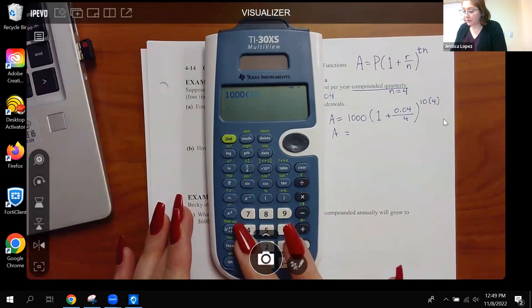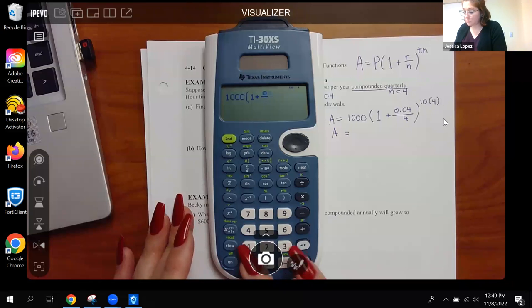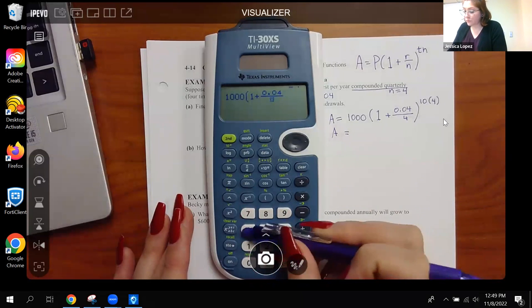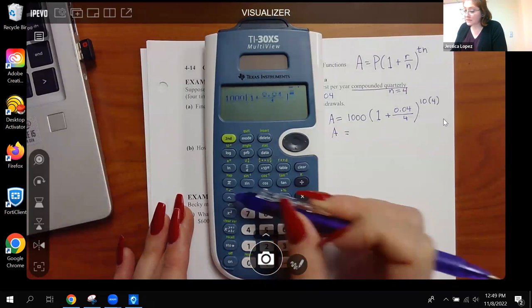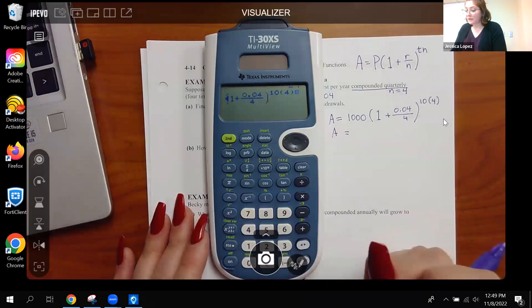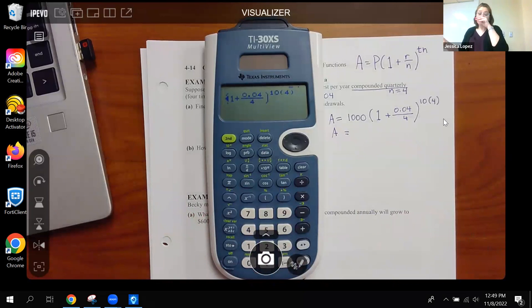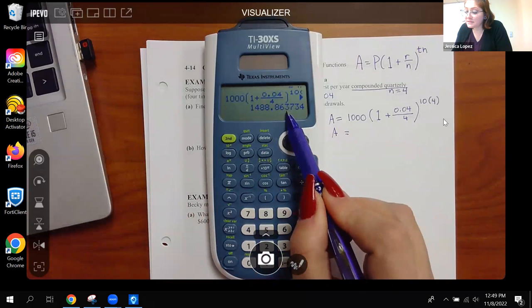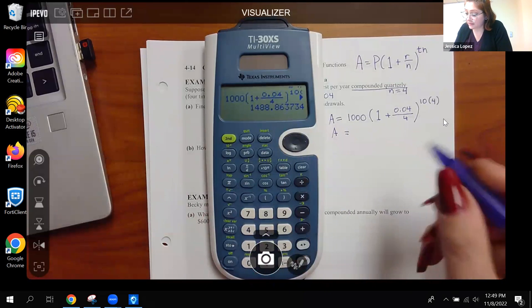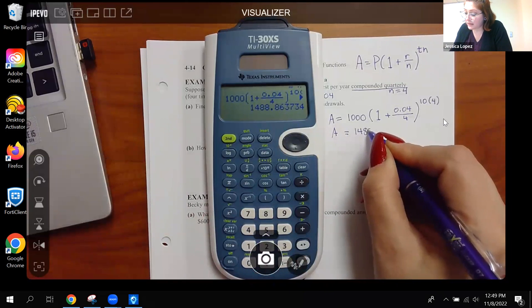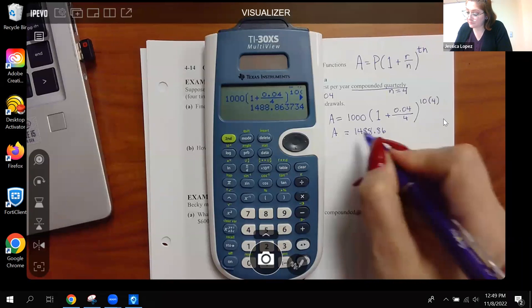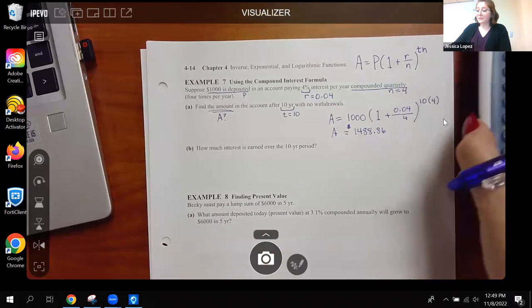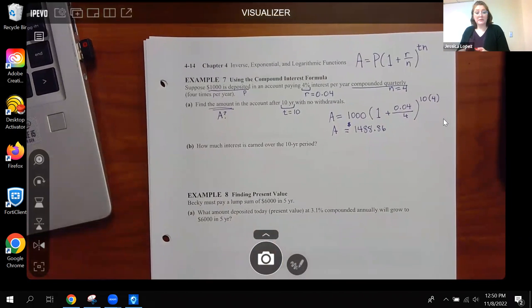1,000 parentheses 1 plus fraction 0.04, downstairs, before, go to the right, close it, raise my exponent, 10 parentheses 4. Now, I know you can't see the whole thing on your calculator, but it should look exactly like it does on your paper. And then if you hit enter, remember this is money. So this third decimal place does not change the 6 cents. It stays like that. So it's 1488.86. Okay.